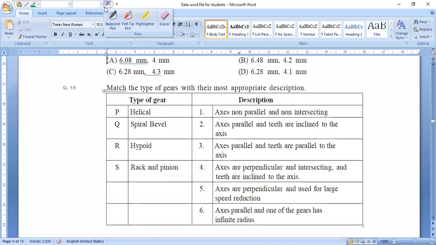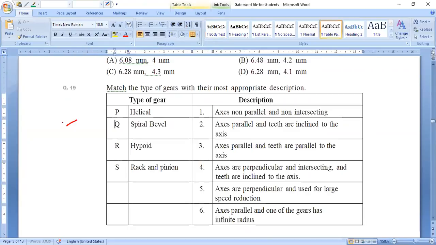Two things are there, so we can match them. For helical gear, you know the teeth are inclined, and axes are parallel. So axis parallel, teeth are inclined to the axis. I think this is the best match with the second option.